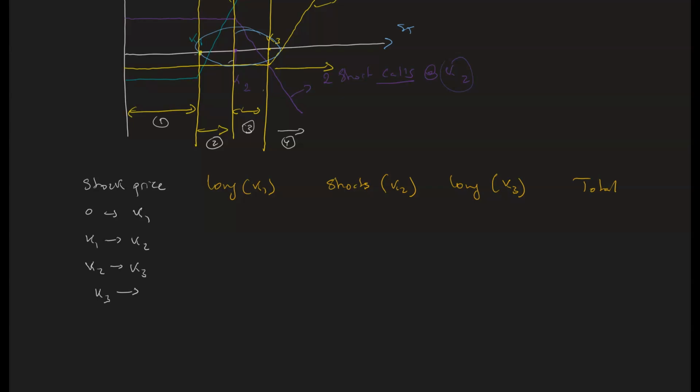Now, for our long call at K1, what do we have? Well, the payoff here is going to be the maximum of stock price minus strike price, and 0. That's our payoff. Now, if the strike price is K1 and the stock price is below the strike price, then the long call is not going to exercise the option. So the payoff is going to be equal to 0 here. So we're going to put a 0 here.